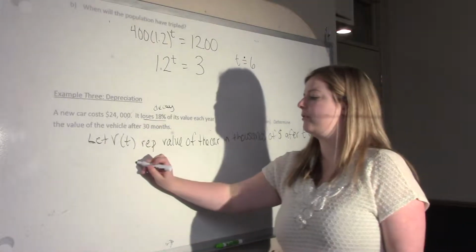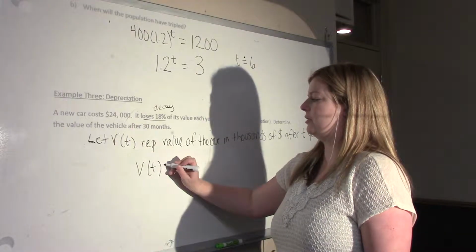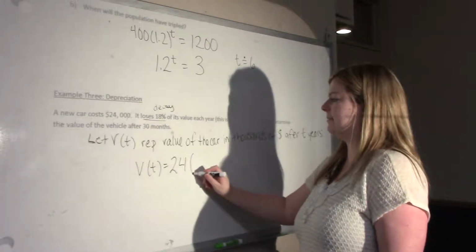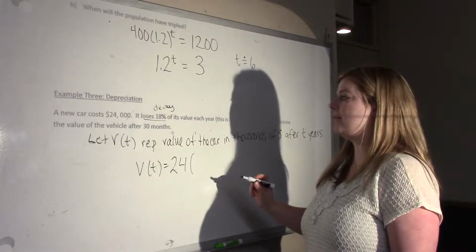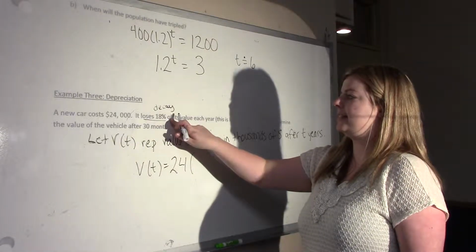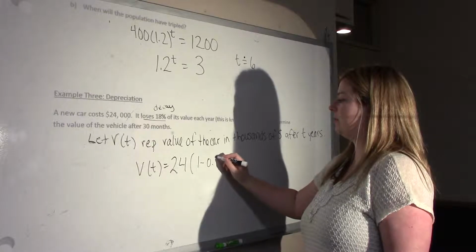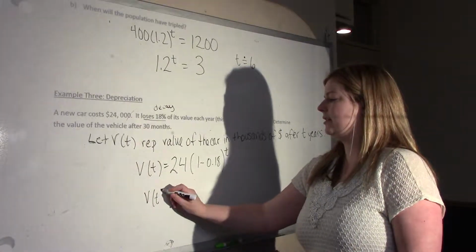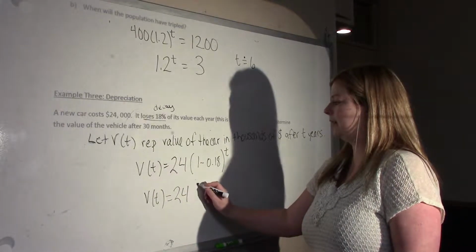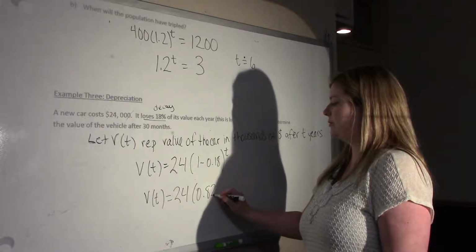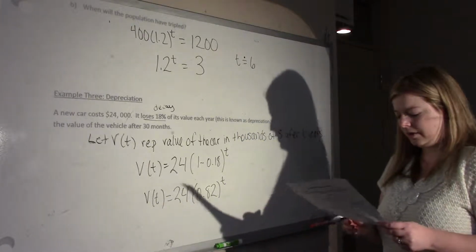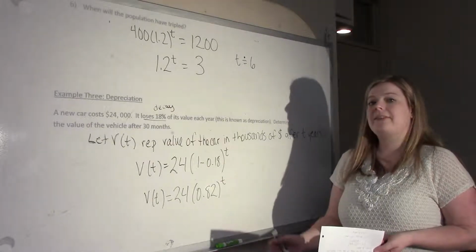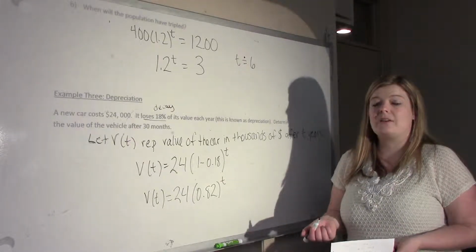So V at t would equal the initial value, which is 24 since we said in thousands, times the b value. Remember, it is 1 minus the rate, because it's decay. So 1 minus 0.18 to the power t. So V at t is 24 times 0.82 to the power t. So it's decaying by 18% a year. You can also think of it that the next year it's worth 82% of what it used to be worth.